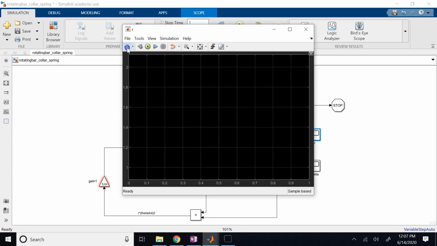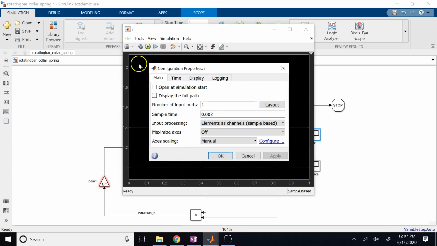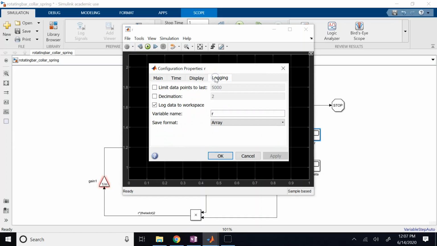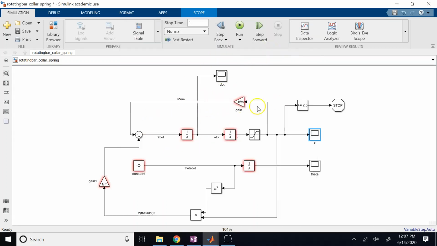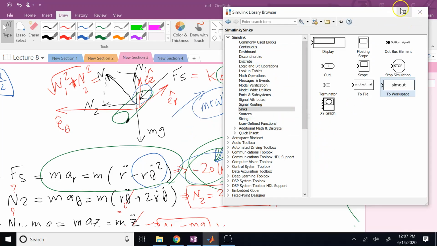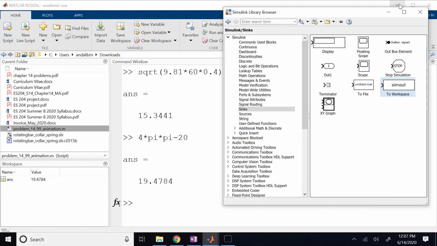Double click on it. Go to the gear, which is the settings. Provide the sample time as much as you want. And then you go under the logging tab. Typically this is off in the beginning. You turn it on, you say log data to workspace, give it a name, the format, make it an array, and then okay. So now when the Simulink model is run, not only can I double click on these and look at them, if I go back to the workspace, I see those data are written to the workspace.